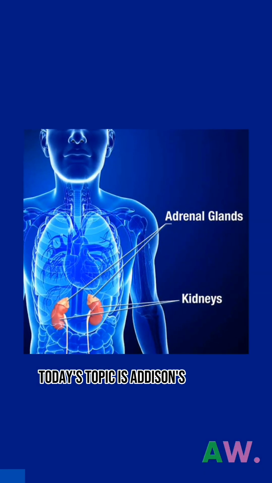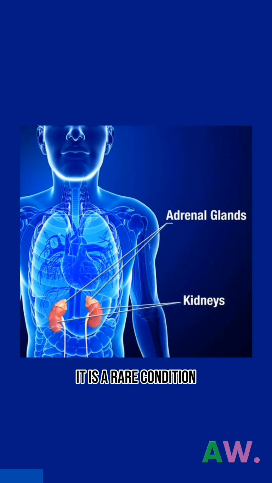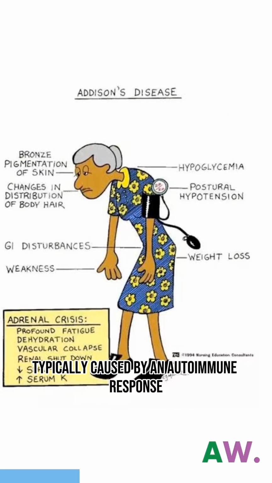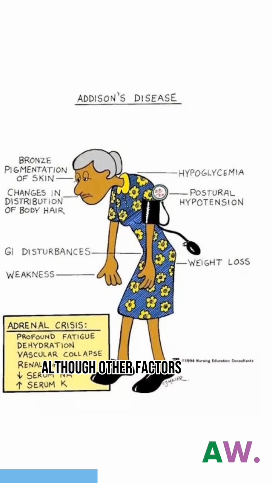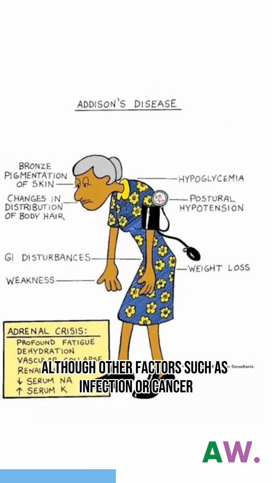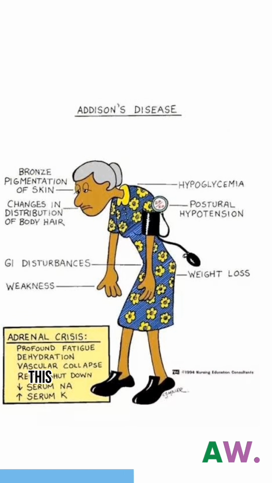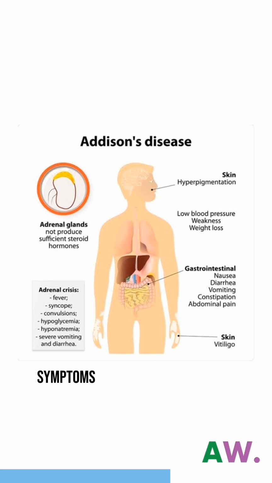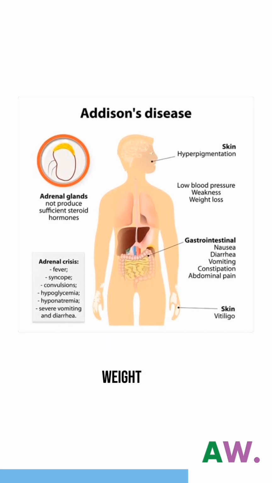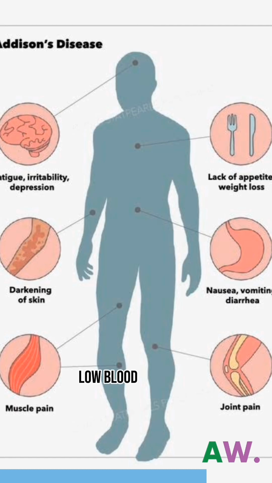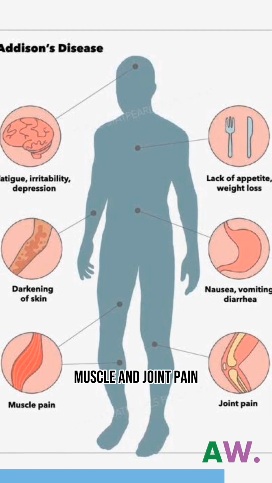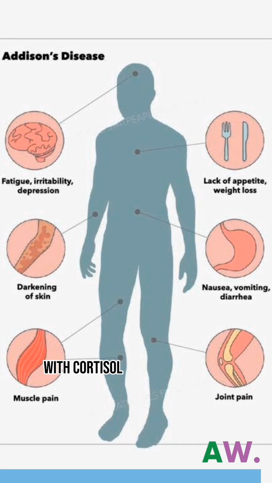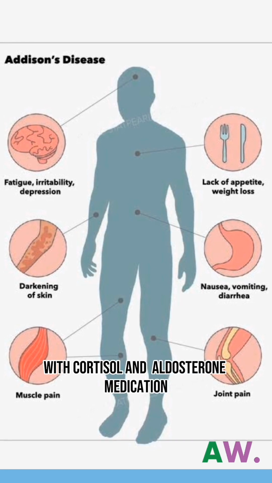Today's topic is Addison's disease. It is a rare condition caused by damage to the adrenal glands, typically caused by an autoimmune response, although other factors such as infection or cancer can also cause damage. This results in deficiency of cortisol and sometimes aldosterone. Symptoms include chronic fatigue, weight loss, hyperpigmentation, low blood pressure, and muscle and joint pain. The main treatment is hormone replacement therapy with cortisol and aldosterone medication.